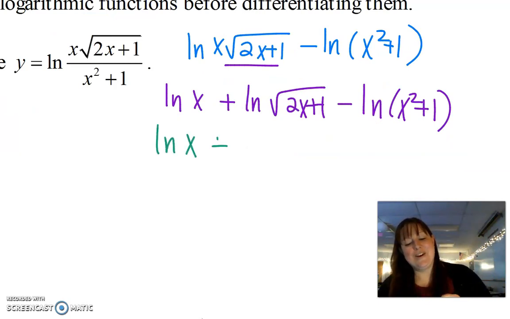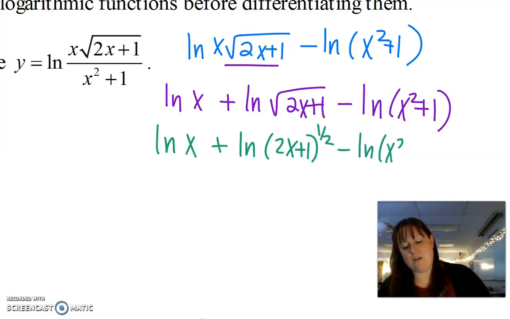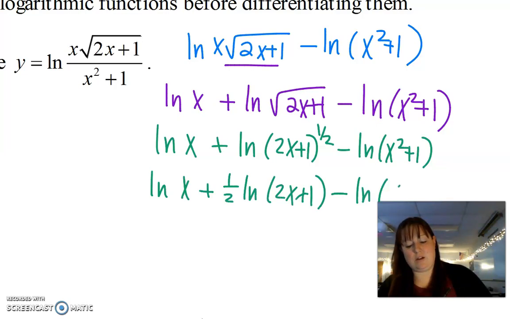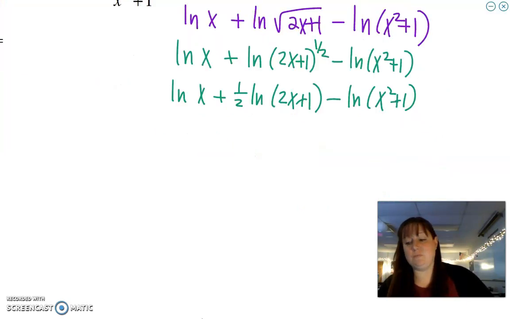And then, we see that this is really 2x plus 1 to the 1 half, correct? Okay? Now if that's 2x plus 1 to the 1 half, we can bring that 1 half down. So now we have natural log of x plus 1 half natural log of 2x plus 1 minus natural log of x squared plus 1. And now it's going to be really easy to derive this.